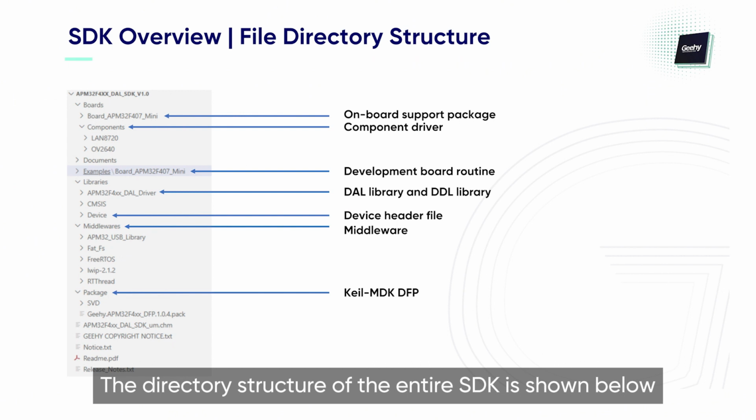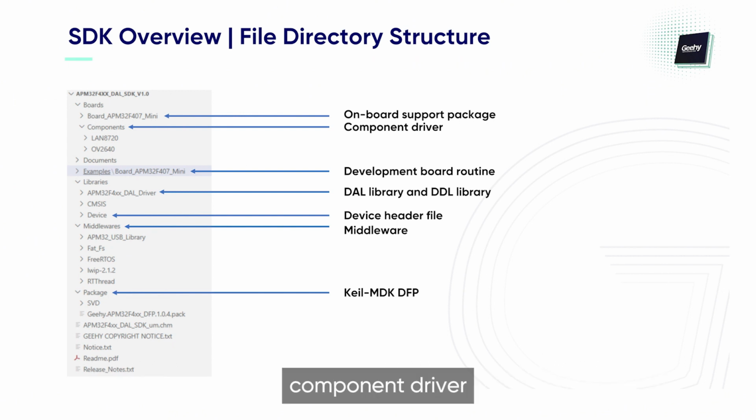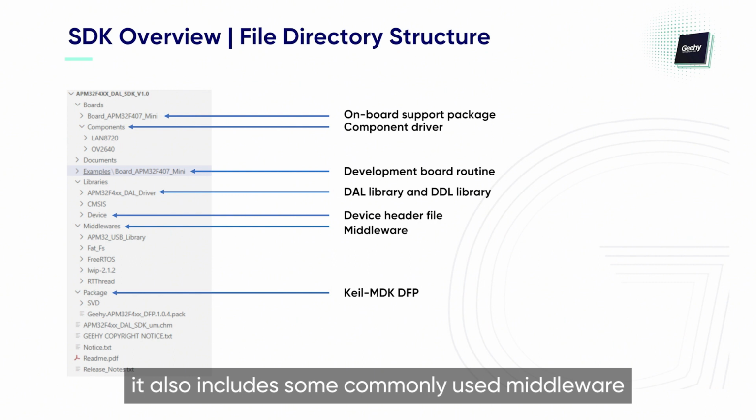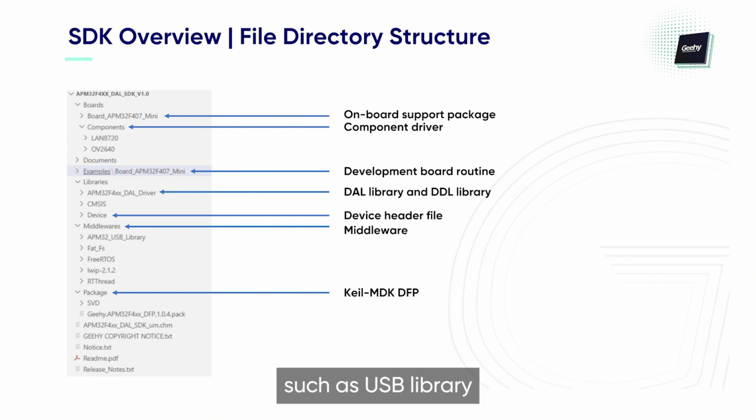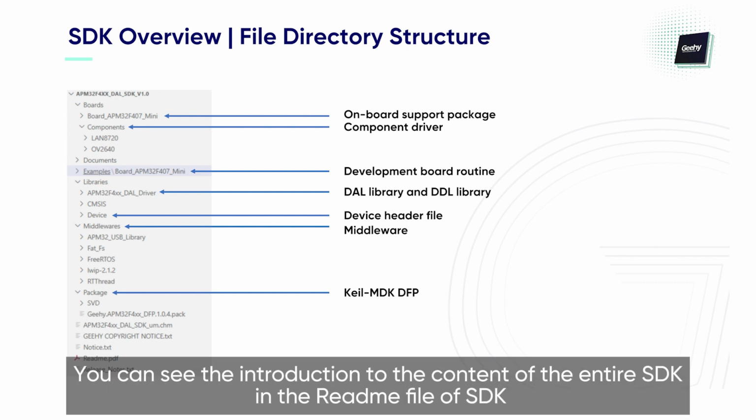The directory structure of the entire SDK is shown below, including onboard support package, component driver, development board routines, DAL library and DDL library, device header file, startup file, and linker file. In addition, it also includes some commonly used middleware, such as USB library, file systems, RTOS, and network protocol stack. It also includes the Keil DFP package. You can see the introduction to the content of the entire SDK in the README file of the SDK.